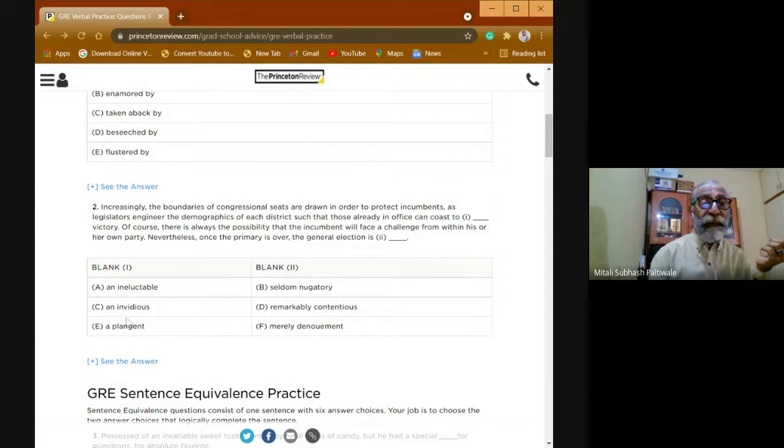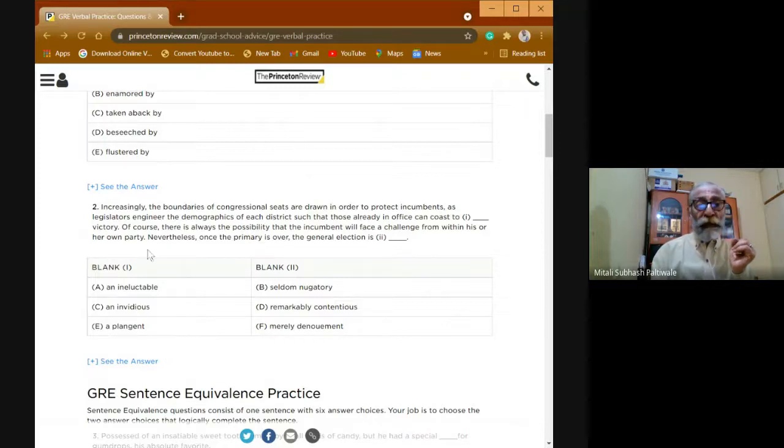Then, individuals means a single person. A party cannot be a single person, so it is contradictory to the sentence. It contradicts the meaning of the sentence, so that cannot be the answer. Then, plangent. This is also in contradiction to the sentence. So what would be the right answer? Ineluctable is the right answer here.